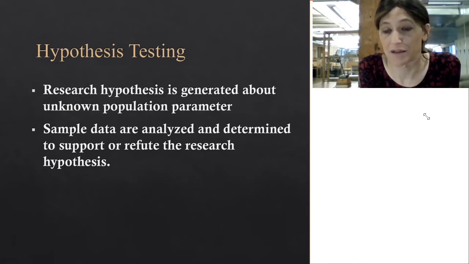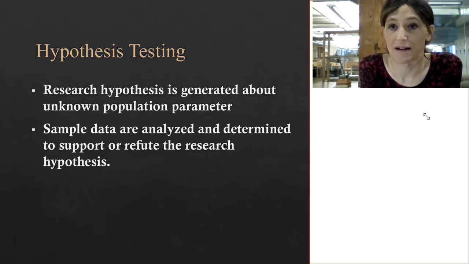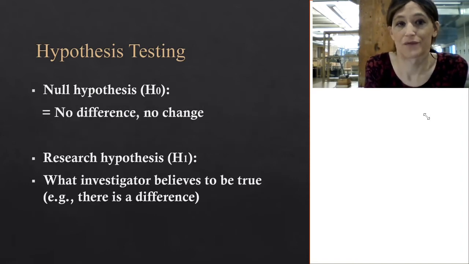That parameter could be the difference between 2 group means. As we move into later this week, we're going to talk about difference between 2 proportions. And so we use sample data and analyze that to determine whether the evidence supports our research hypothesis, or we can't say that we have enough evidence to support our research hypothesis.